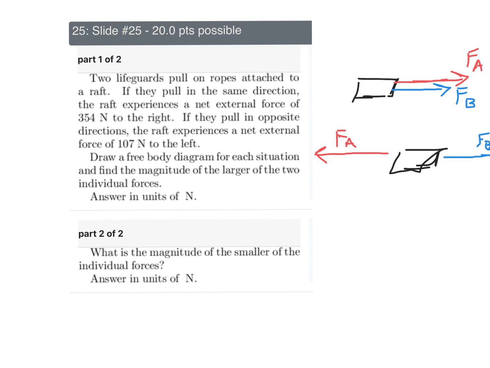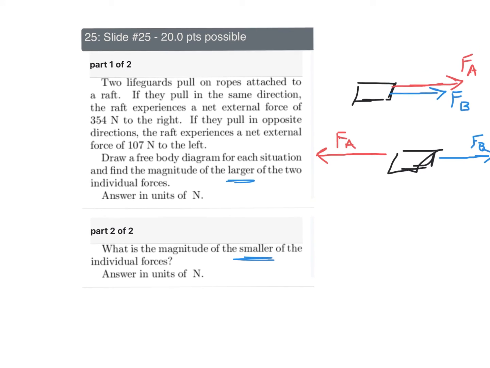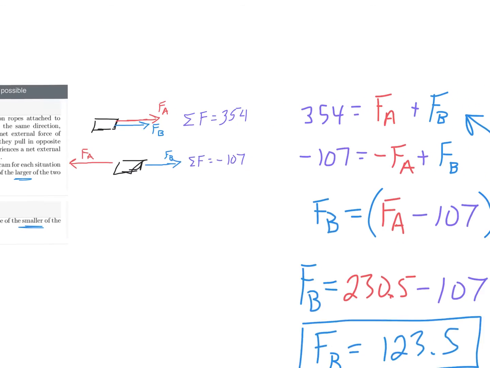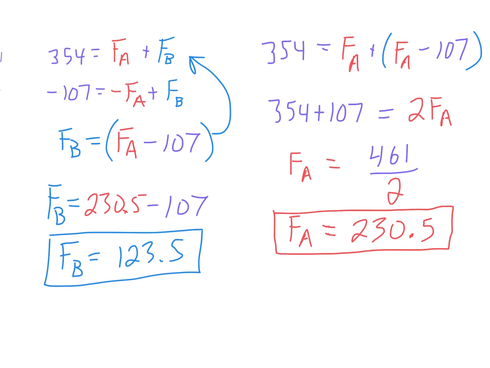So the first one's asking for find the magnitude of the larger of the two individual forces. So the bigger number, that's our answer for part 1. Part 2 is asking for the smaller. So the larger answer, the bigger number goes for part 1, the smaller answer goes for part 2. So the bigger answer for me, this is my part 1, and then the smaller answer over here, this is my part 2. That's it.